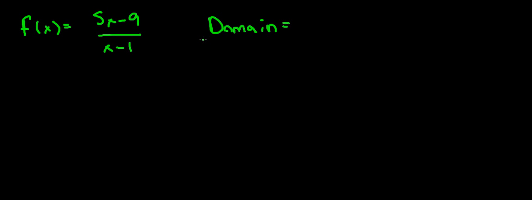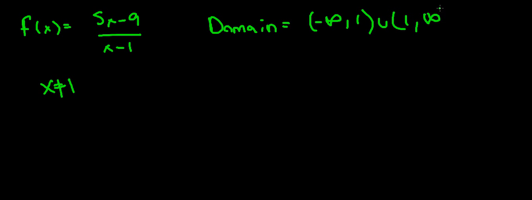So the domain, we're looking for numbers that will give us an imaginary number, or that will give us a 0 in the denominator and therefore be undefined. And here, and in most other problems we're going to be dealing with, we're not going to be dealing with square roots. We're going to be dealing with zeros in the denominator. So here we can see that x cannot be equal to 1. So the domain is negative infinity to 1 and 1 to positive infinity.